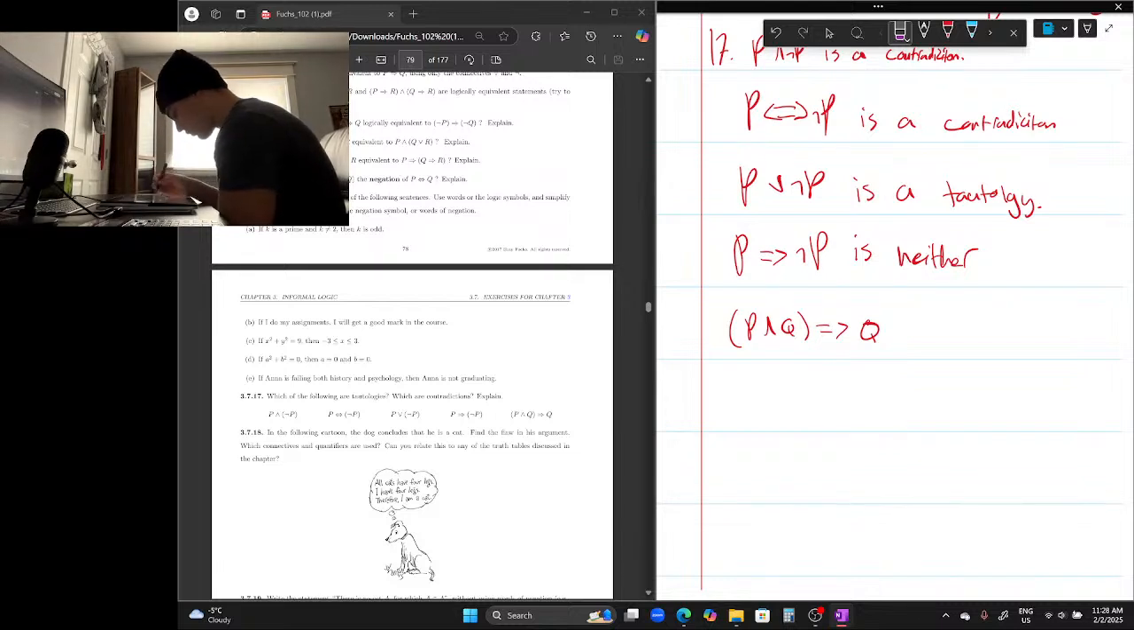Doesn't matter what the value of Q is, as long as P is false. Or I guess as long as Q is false, then this whole statement is true. And now if Q is true, and say P is true as well, it's true. And if P is false, so yeah, again, this is a tautology. It's true for all values of P and Q.